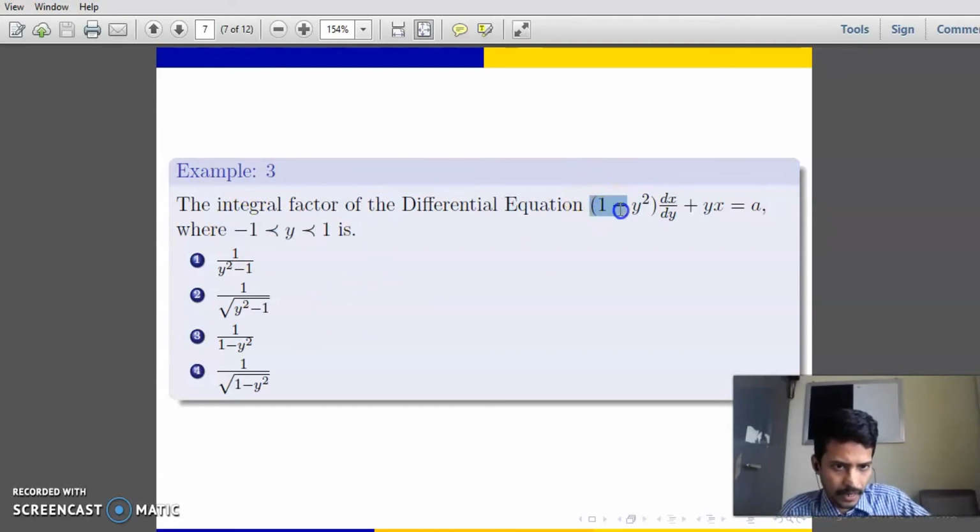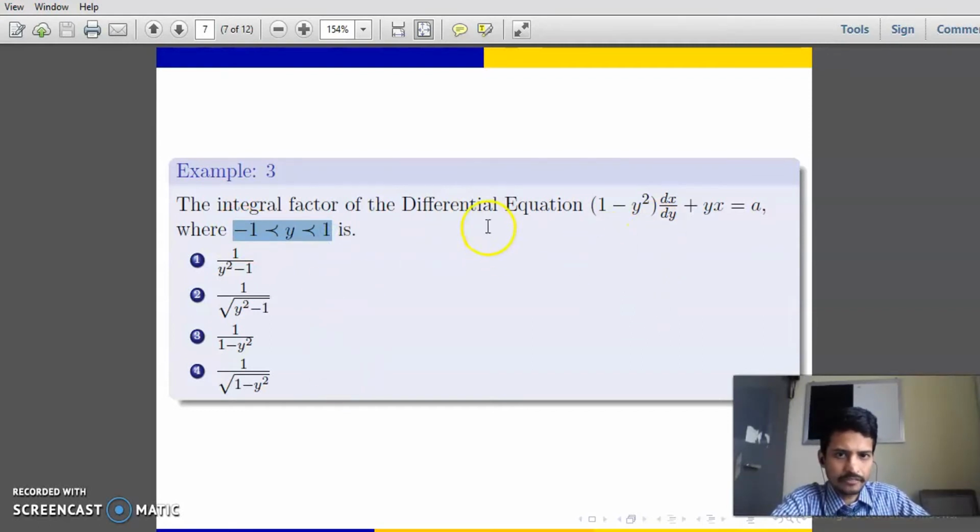If you observe this part, 1 minus y square, if you divide throughout the equation by 1 minus y square, here we get y upon 1 minus y square. Here also we will get 1 upon 1 minus y square. At y is equal to 1, the whole equation goes to infinity. So therefore they have taken the option as y in the interval minus 1 comma 1.